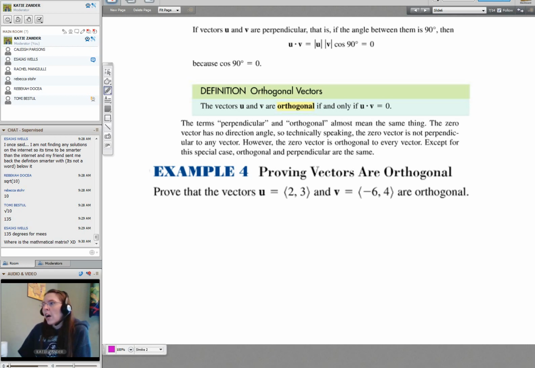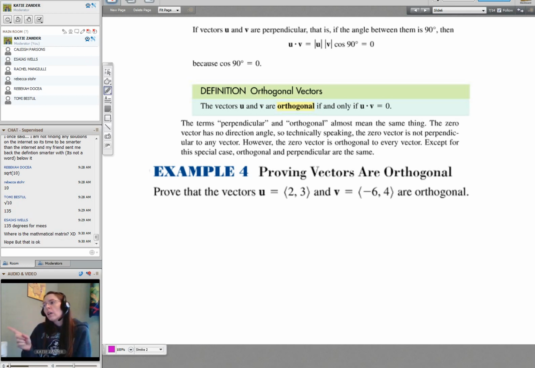Orthogonal vectors are essentially perpendicular vectors. So they're vectors that meet at a 90-degree angle, or the direction between them is 90 degrees. So instead of saying they're perpendicular, we're going to introduce a new term, and they call it orthogonal. Now, the only way that we can identify orthogonal vectors is if the dot product of them equals 0.